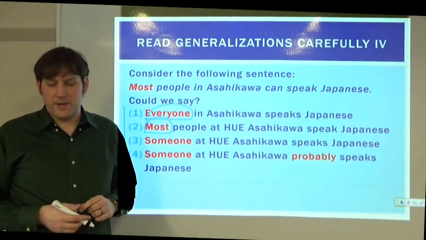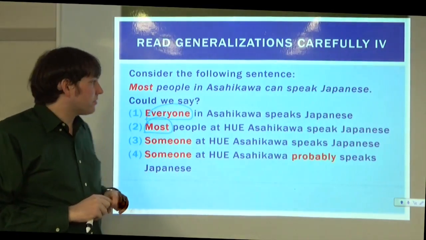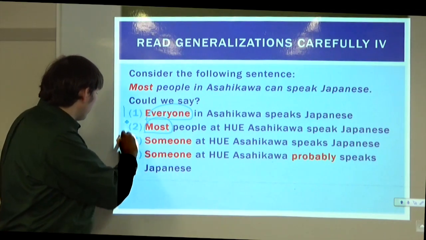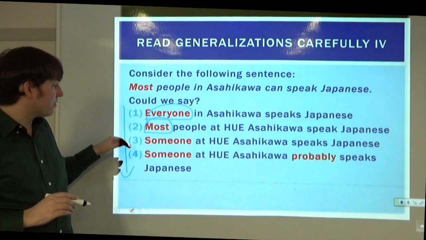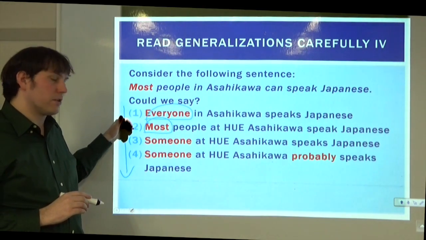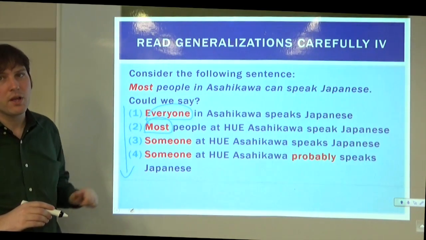Think about this sentence. So I'm sure that you can tell, but if we go down this way, the fourth one is the easiest to prove. The third one is a little bit harder, second one a little bit harder, first one quite hard.